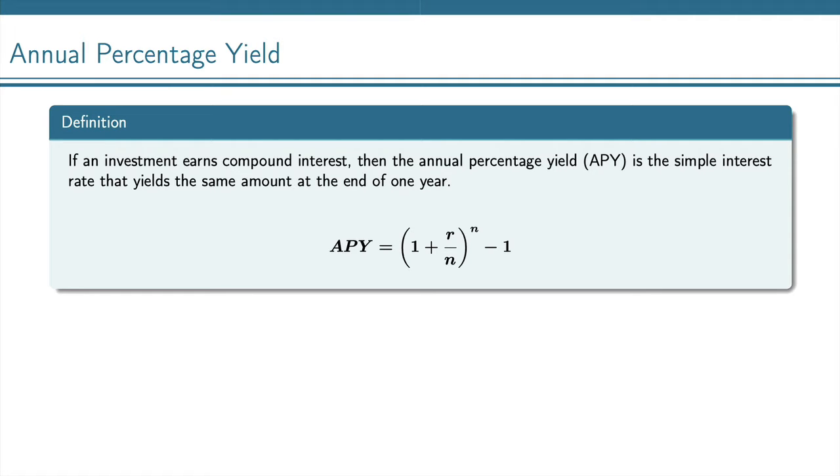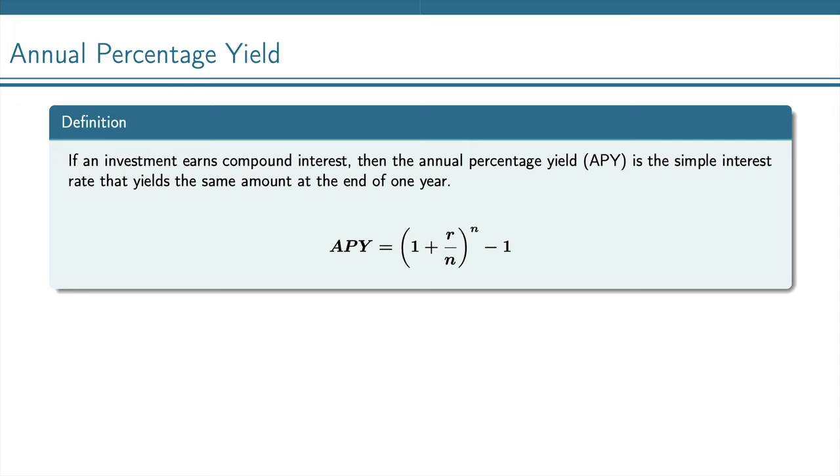If an investment earns compound interest, then the annual percentage yield is the simple interest rate that yields the same amount at the end of 1 year. And so what we're doing here is we're saying essentially what's the effective annual rate that you're earning.